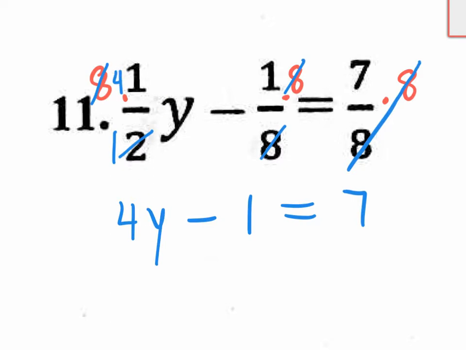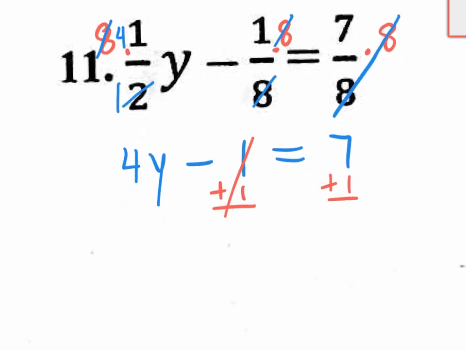4y, there it is, 4y, minus is right there, 1 is right there, equals right there, 7 right there. So we got rid of, I mean, this was an ugly equation that had 3 fractions in it. We multiplied everything by the LCD, 8, and everything canceled out, and it became a nice, simple, beautiful equation. So I need to get rid of that minus 1. What do you do? Add it. What you do to one side, you do to the other to maintain the balance. We now have 4y equals 8.